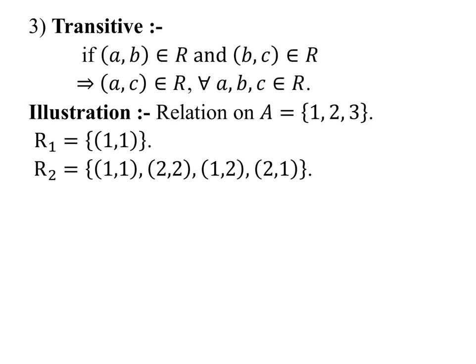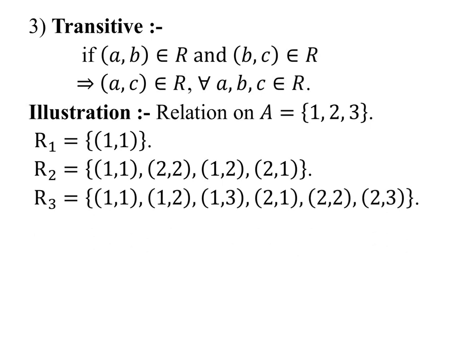Check the second pair. Okay. (2, 2) and (2, 1). So (2, 2) and (2, 1), so (2, 1) is present in R2. Okay. So then R2 is a transitive relation.